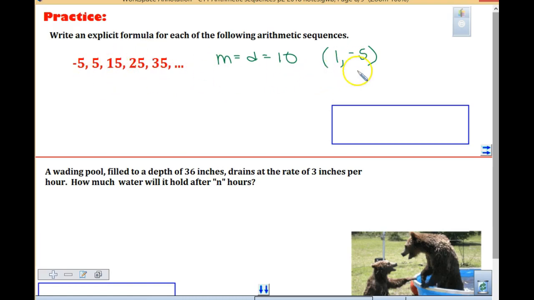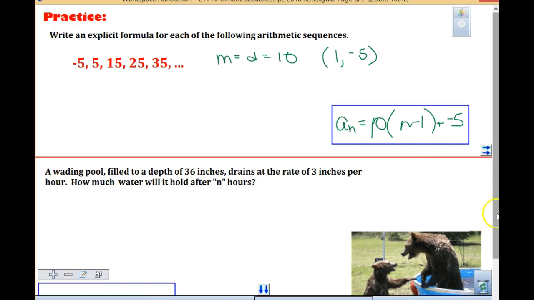I think the easiest one is usually using the first. Please try and write it right now using the first point, thinking of it as a sub n as your explicit formula. This one is probably easier in point slope than slope intercept. Should be a_n = 10(n - 1) + (-5).